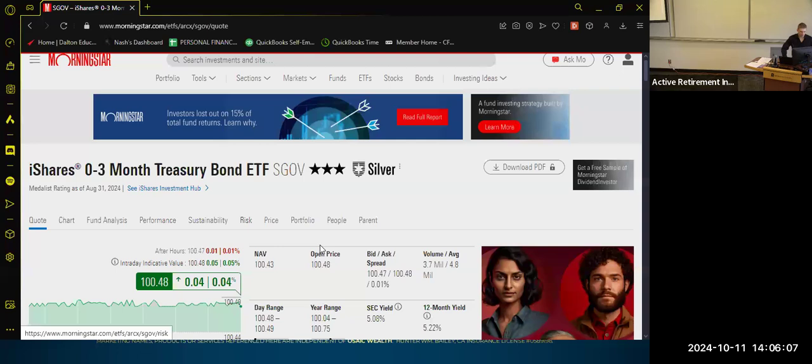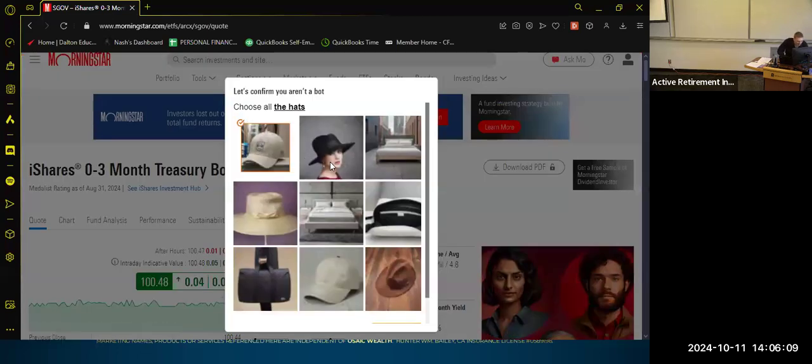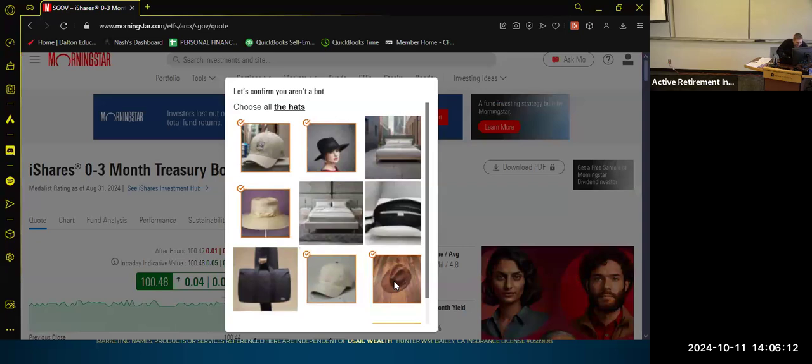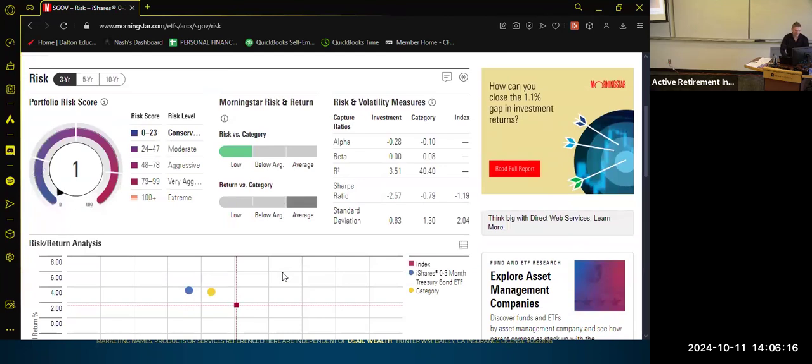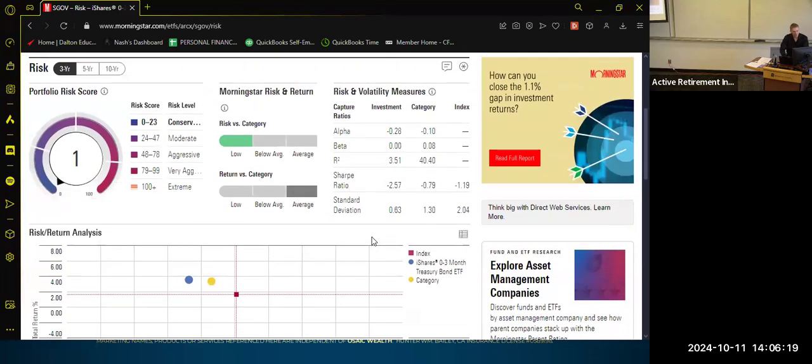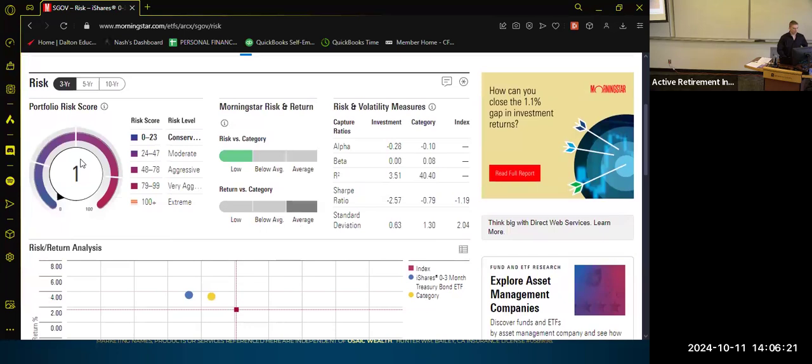And if we go to the risk, really? Yeah, I guess we can choose all that. Okay, cool. It didn't want us to see standard deviation without confirming we were a human. But again, here you can see the portfolio risk score. This is a really easy numerical value that you can use to sort of judge how risky a fund is. And you can see that is all the way at one of the lowest numbers you could possibly have, at a risk rate of 1, which means it's one of the most conservative possible funds you could have ever.